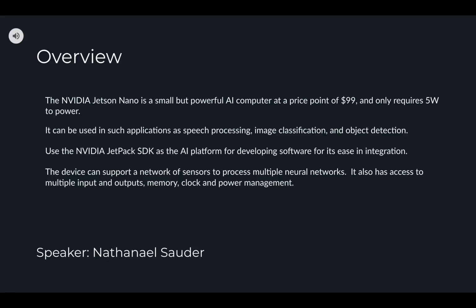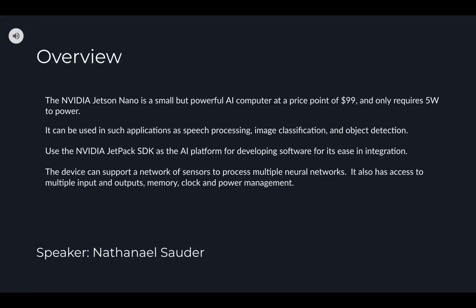NVIDIA Jetson Nano is a very small but powerful AI computer at a very economical price of $99. It is also very power efficient as it only requires 5 watts to operate. It can be used in a lot of applications such as speech processing, image classification, and object detection.